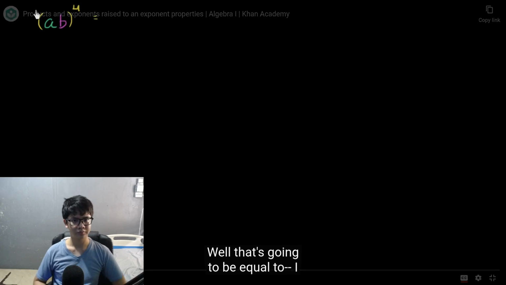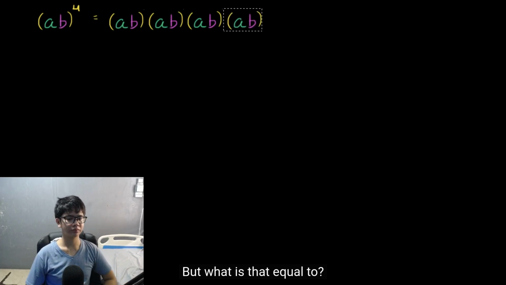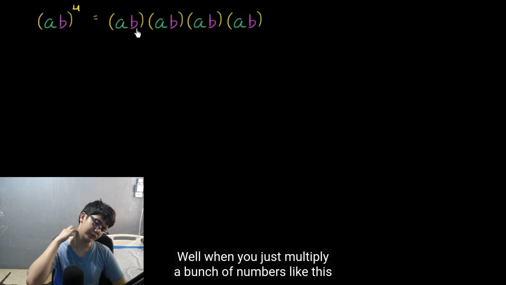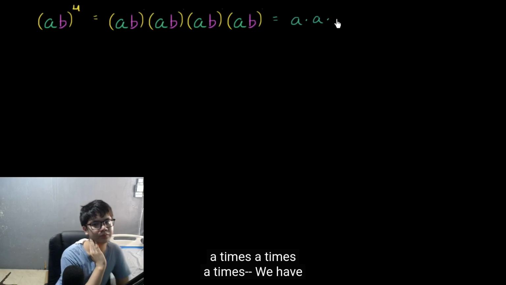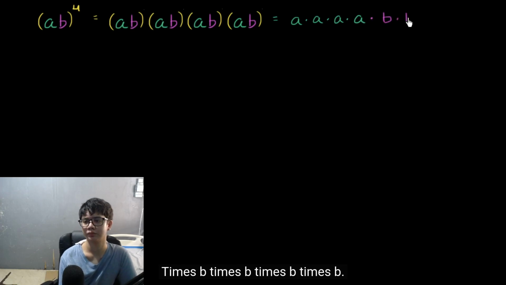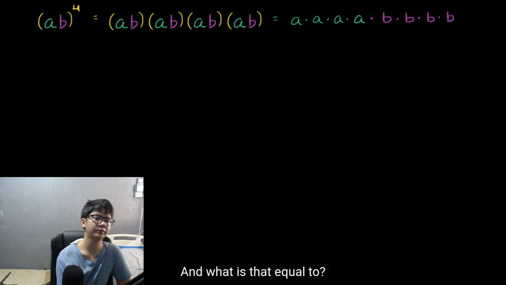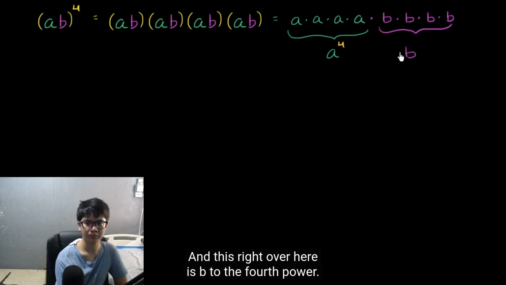Well, that's going to be equal to, I could write it like this. Let me copy and paste this. That's going to be equal to ab times ab times ab times ab. But what is that equal to? Well, when you just multiply a bunch of numbers like this, it doesn't matter what order you multiply it in. So this is going to be equivalent to a times a times a times a, times we have 4 b's as well that we're multiplying together, times b times b times b times b. And what is that equal to? Well, this is a to the 4th power, and this is b to the 4th power.